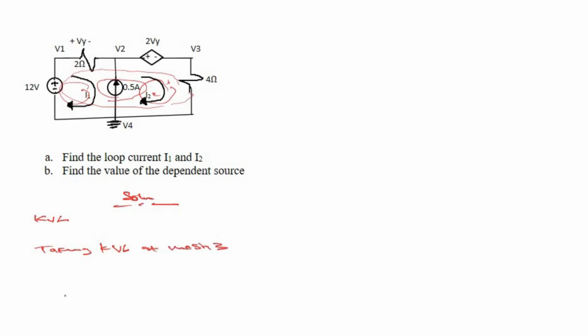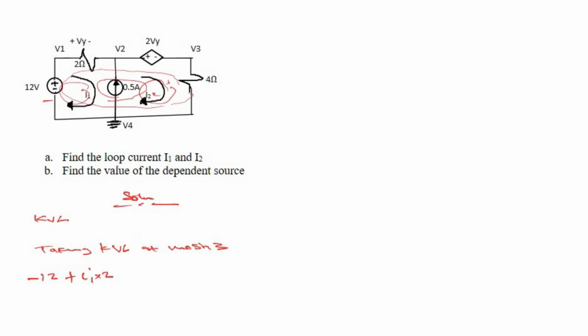So now let's take KVL at mesh 3. We are having this first voltage, the source. Because we are having negative here, minus plus, it will be minus 12. Then we are having the resistance, which is 2 ohm, and the current, which is minus 12 plus I1, multiplied by 2, which is the resistance.